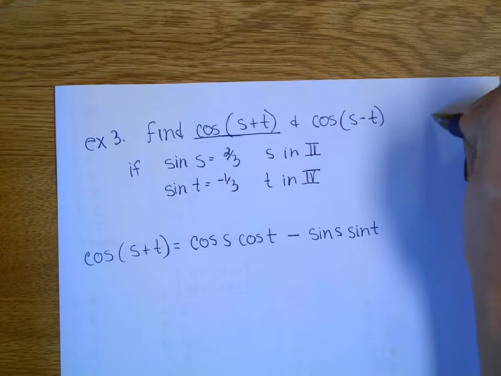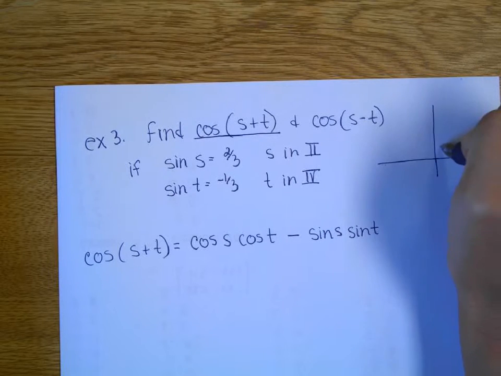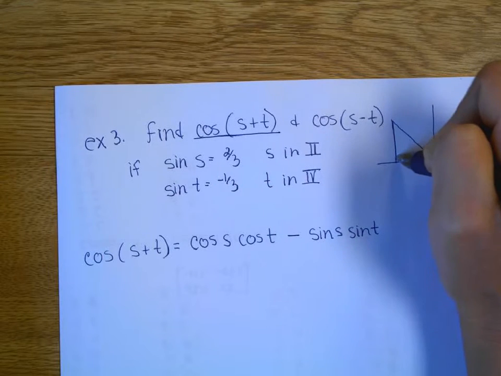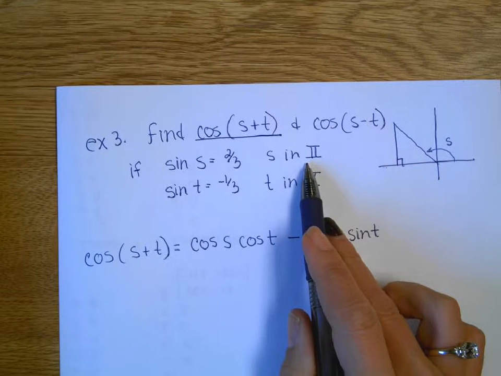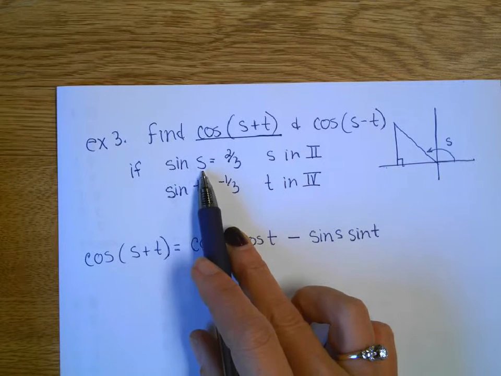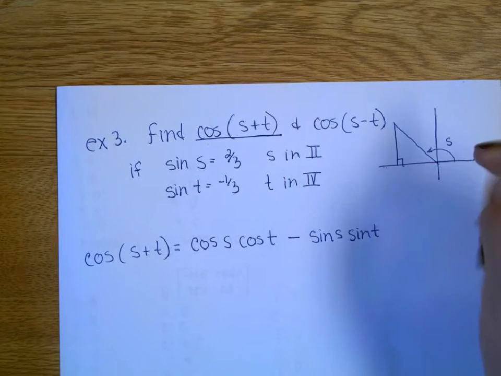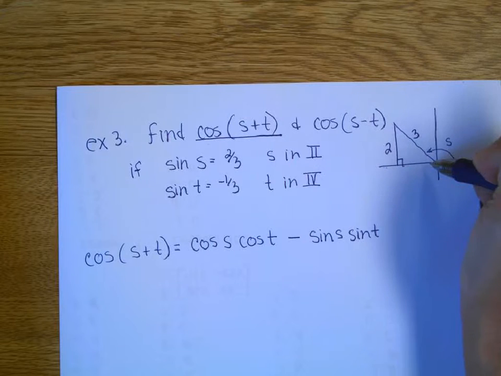I'm just gonna let you sketch that. Bottom of my paper. Why was that funny? This is angle S. It's telling me it's in quadrant 2. What do I know about this right triangle? The opposite is 2. Yep. The sine is 2/3, so the opposite is 2. The hypotenuse is 3. Could you find the adjacent side now and figure out the cosine?